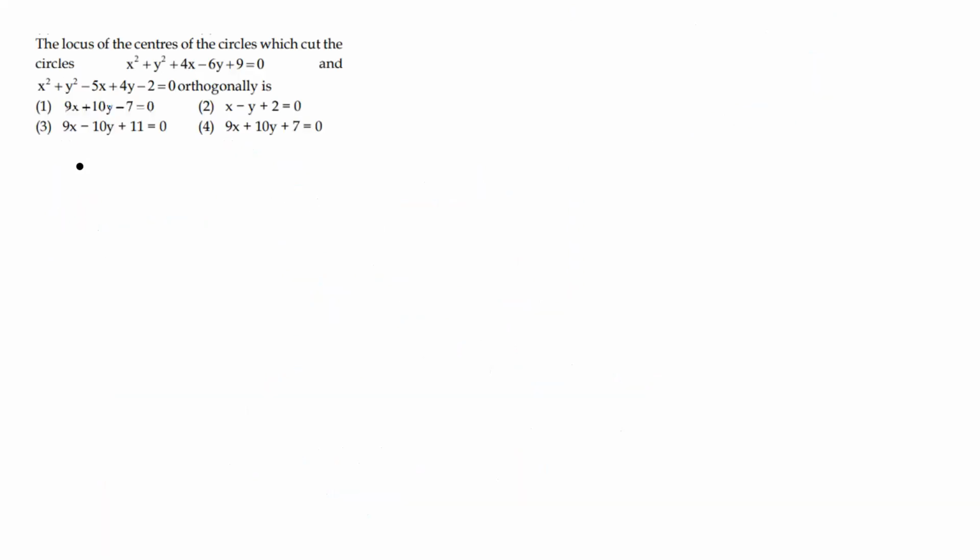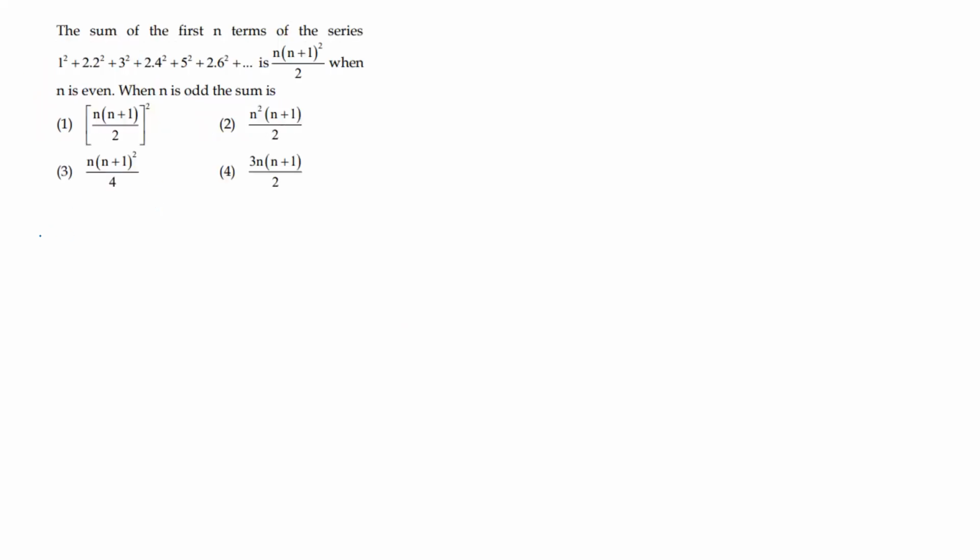Next. Question number 11. Now, the locus of centers of circles which cut a circle orthogonally. That means it's very simple. How to find that equation: the locus of the point which cuts orthogonally, with S and S dash as the equations, is S minus S dash equal to 0. If you take S minus S dash equal to 0, you'll get option 3 as the correct one. Okay? You can do this one easily, no problem.